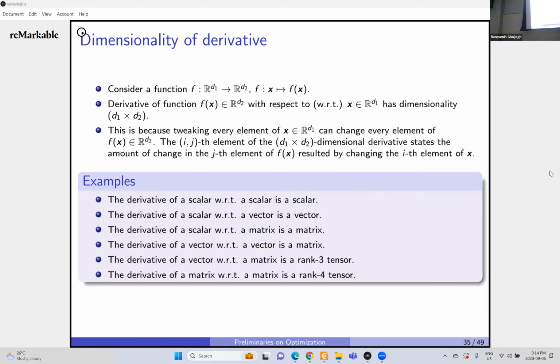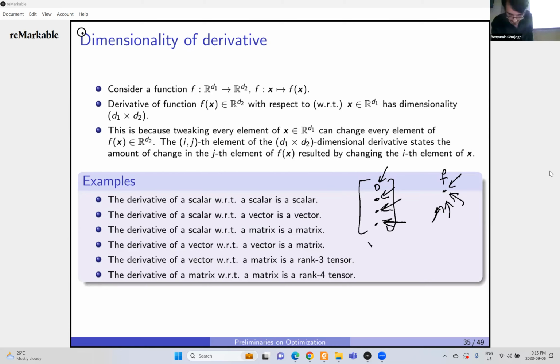Let's analyze it. I have some vector. It has several elements. Assume 4 elements here. I have some f which is a scalar. Let me tweak this one. It changes this a bit. Now let me not change the other ones. Only change the second one. It changes this again. Now let me only change the third element. It changes this again. Fourth element, it changes this again. So how many changes do I have? 4 changes.